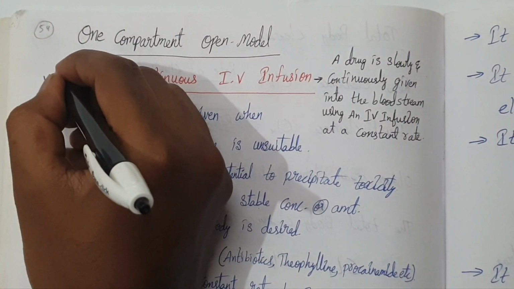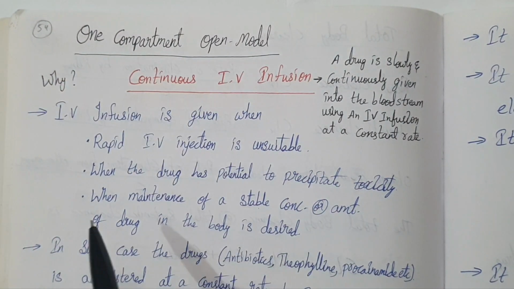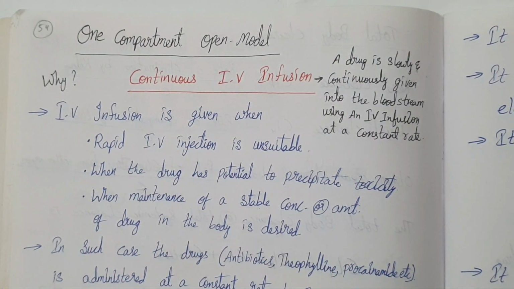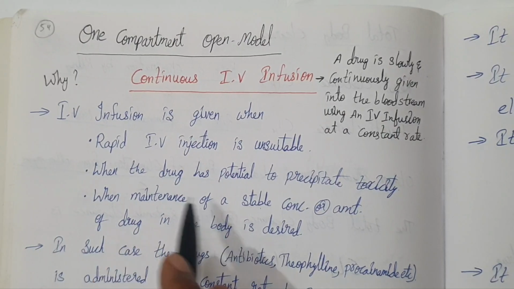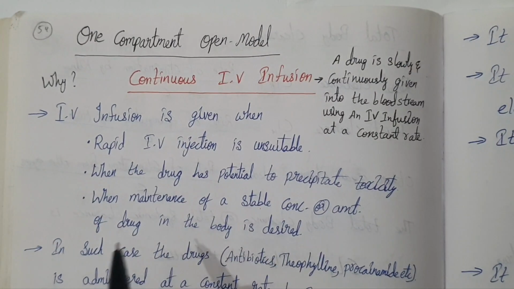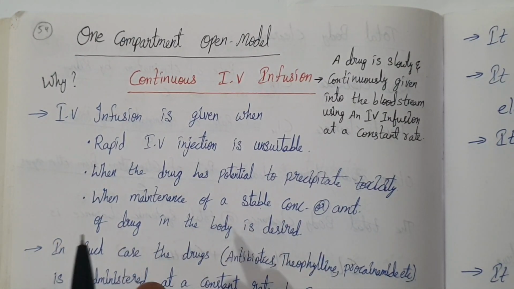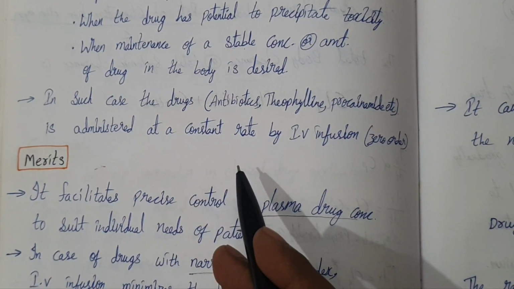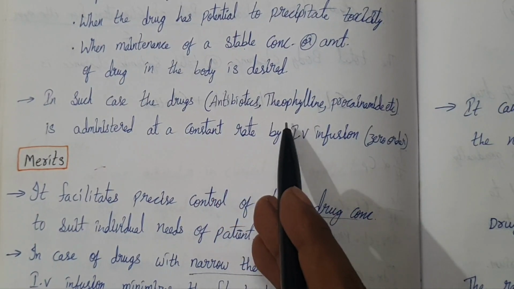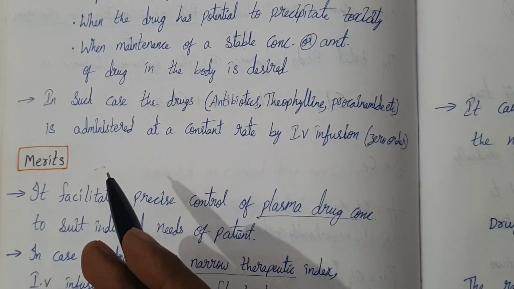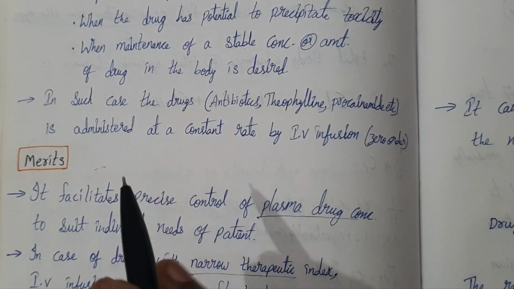Why do we use IV infusion? When rapid IV injection is not suitable, we use IV infusion, to prevent toxicity from high peak levels, and to maintain steady and controlled drug levels in the body. The common drugs that are administered through IV infusion are antibiotics, theophylline, procainamide and so on. These drugs are given at a constant rate.